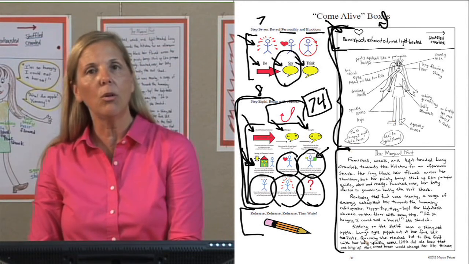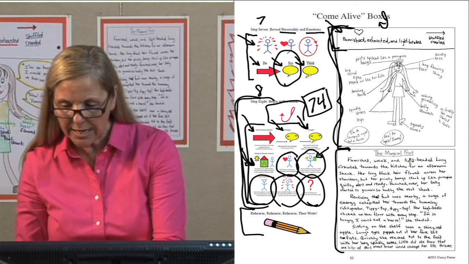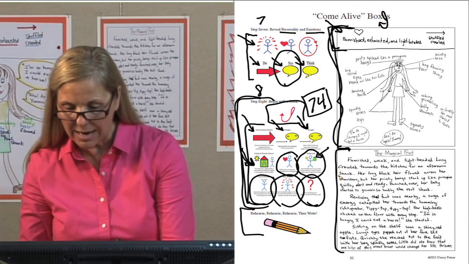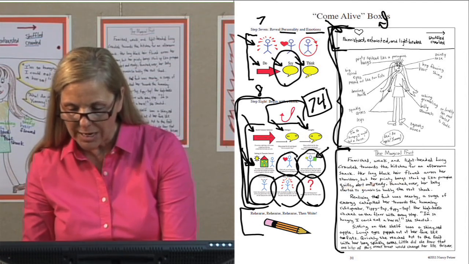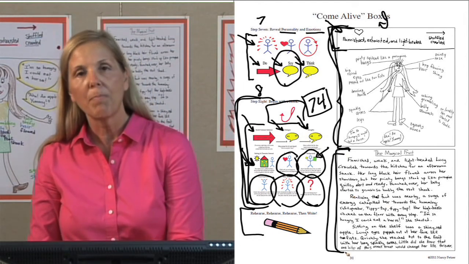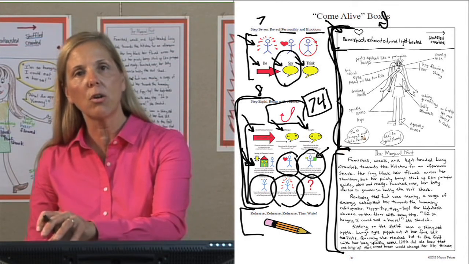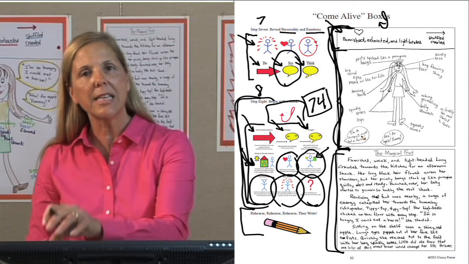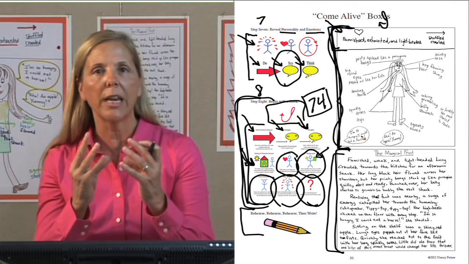And as you can see below, we wrote out our Come Alive box here, and it ended up becoming, famished, weak, and lightheaded, Lucy crawled towards the kitchen for an afternoon snack. Her long black hair flowed along her shoulders, but her pointy bangs stood up like porcupine quills, alert and ready. Hunched over, her belly started to grumble so loudly, the roof shook. You can read on and read the rest of the Come Alive box, but the point here is we were orally rehearsing our ideas over and over again until we felt like this is exactly how we wanted to say it. So we were revising through the oral language rehearsal.